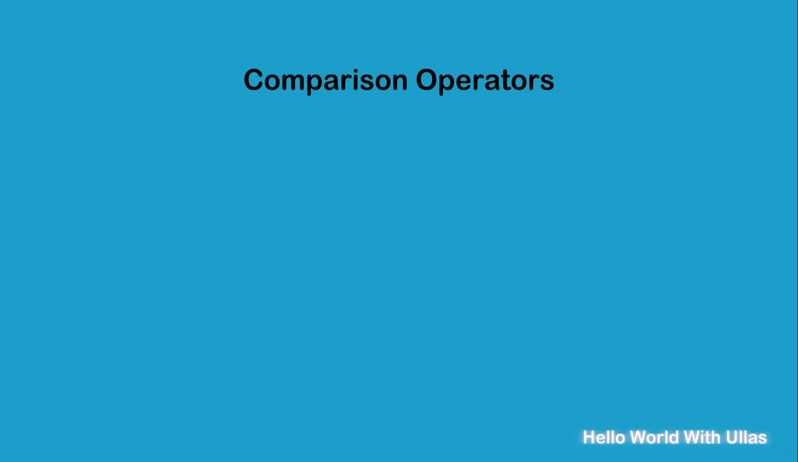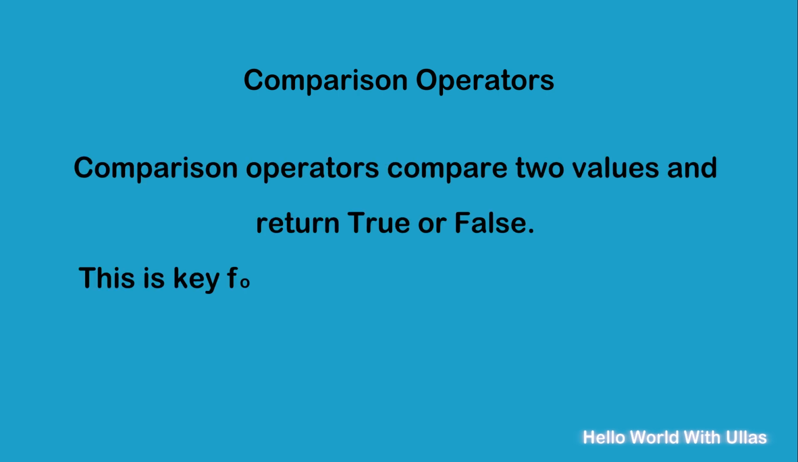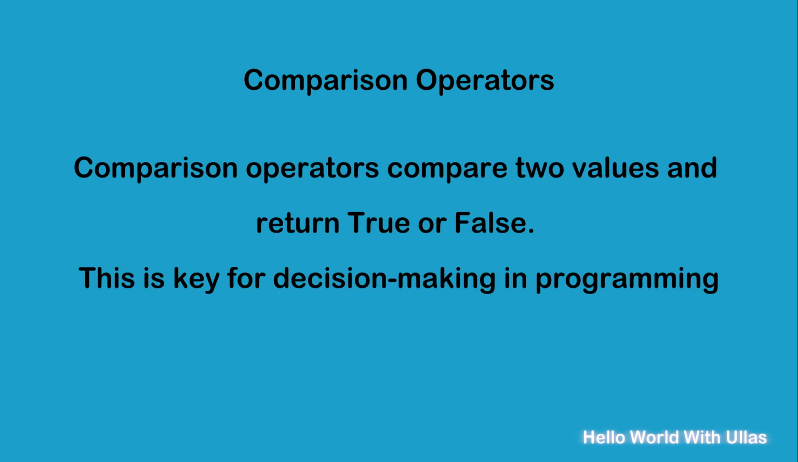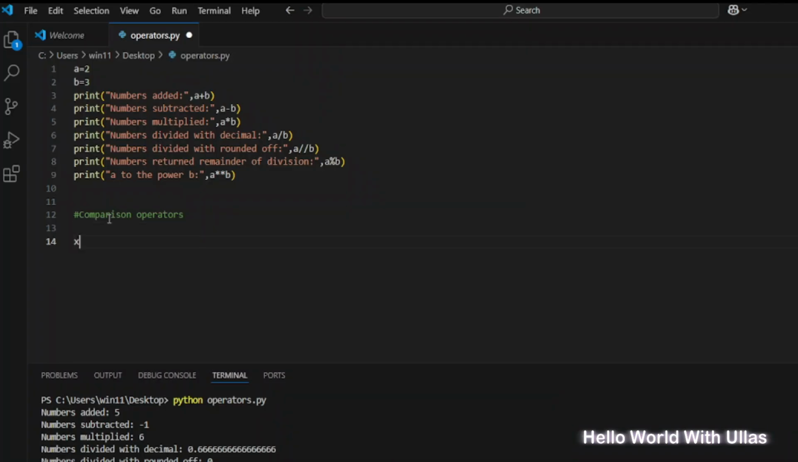Next we will see comparison operators. Comparison operators compare two values and return true or false. This is the key for decision making in programming. Now let's take an example: x equal to 5 and y equal to 10. There are different comparison operators in Python. We'll see them one by one.